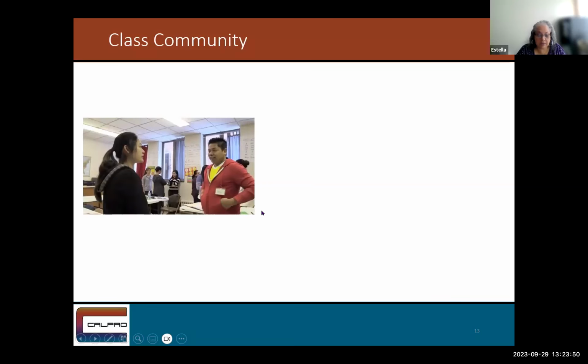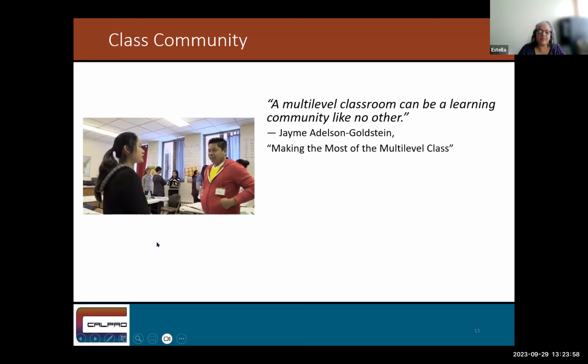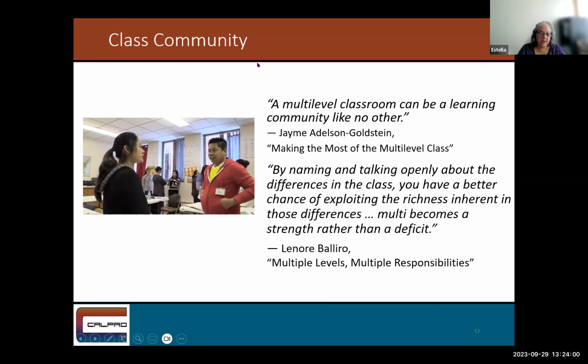Building class community is one way to foster a class environment in which each student feels welcomed, respected, and valued. So these two quotes by Jamie Adelson Goldstein and Lenora Balido encourage us to embrace class diversity, including multi-level, and capitalize on the richness it brings.